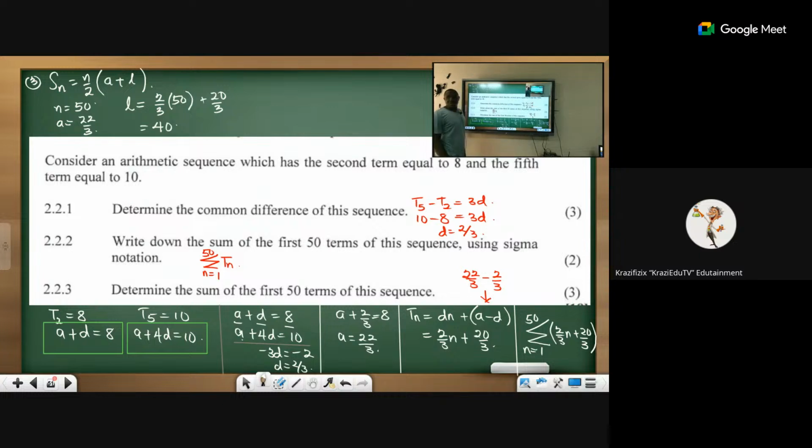Come on, you lost your mojo now. Okay, so what do we have? S50 will be equal to what? 50 over 2. What's our A? 22 over 3 plus what? 40. Give me an answer there. 120. Yes. 3550 over 3. Nikki says 355. Confirm?